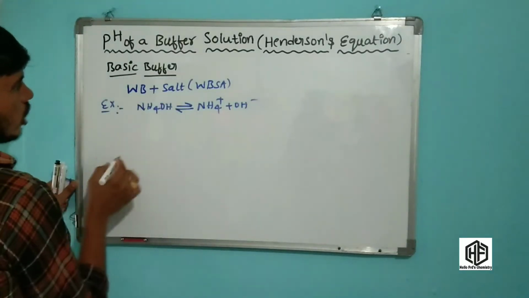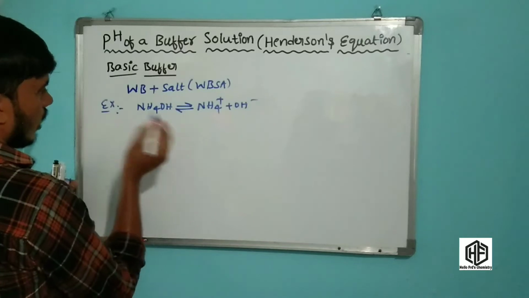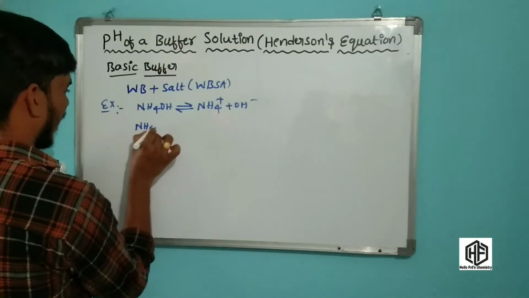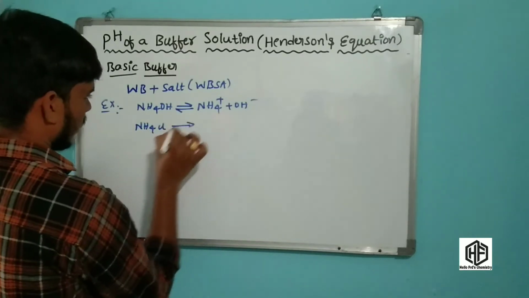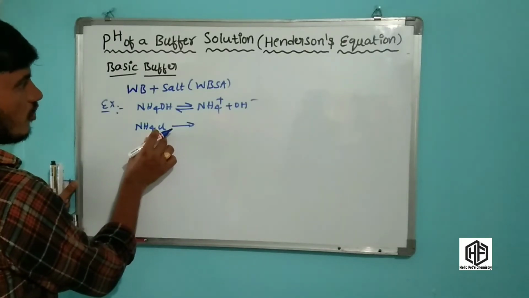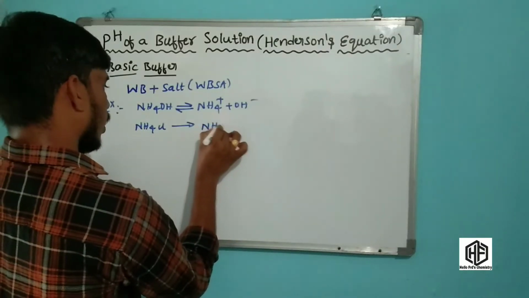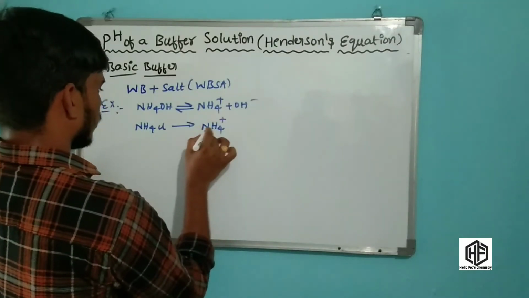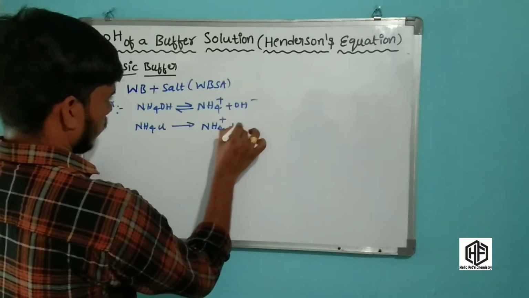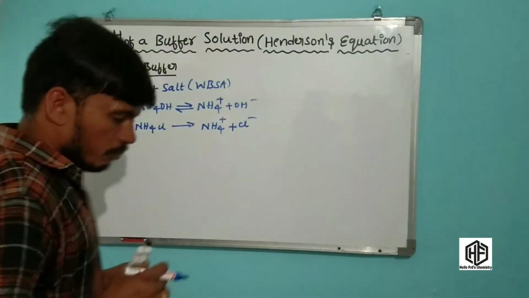Okay friends, and the salt of the weak base and strong acid, for example NH4Cl. NH4Cl is a conjugate acid. This is the salt of the weak base. Now NH4Cl is 100% dissociated, therefore it gives NH4 plus and Cl minus. Friends, this is the basic buffer.